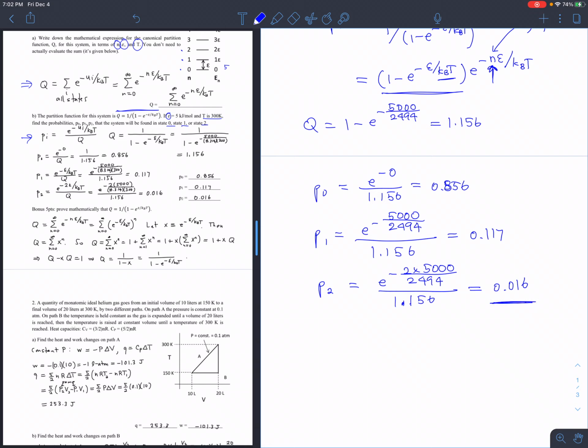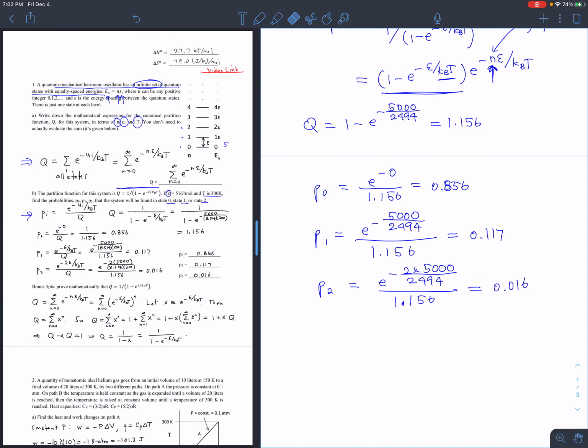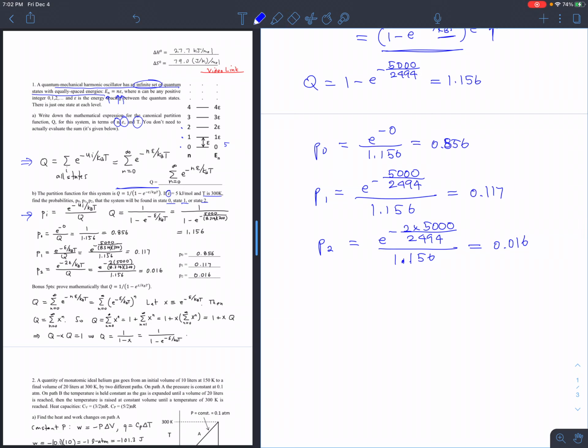But notice that the probabilities are getting awfully small even by the time we've gotten to n equals 2. So if we go to n equals 3, it's going to be much smaller yet. So probably these ought to add up to close to 1. They won't add up to exactly 1. Let's just do it. 0.856, 0.117, 0.016, that's 0.989. Okay, so there's a little bit of probability in all the rest of the states, but yes, these probabilities are heading quickly towards 1. All right, that's the first 2 parts.